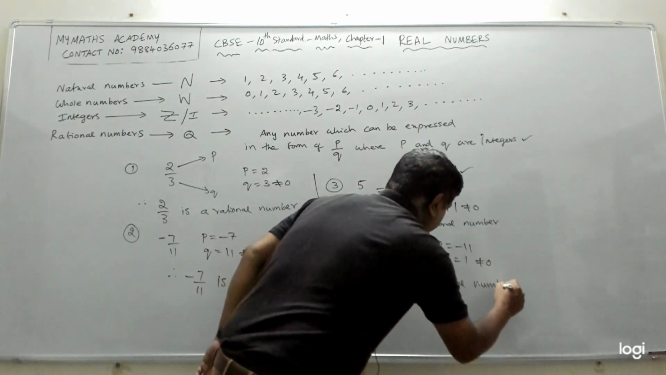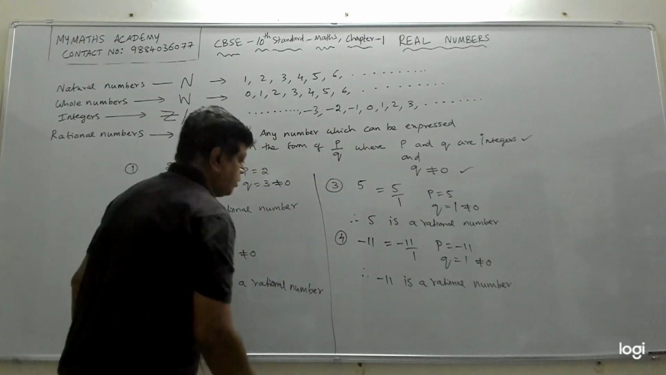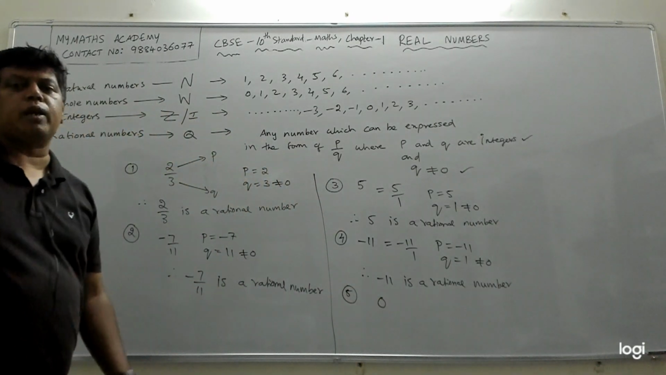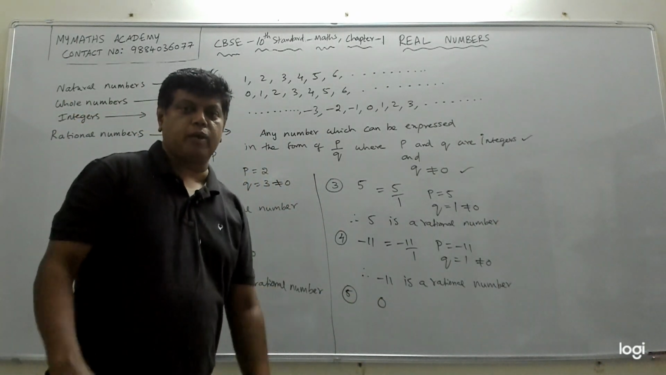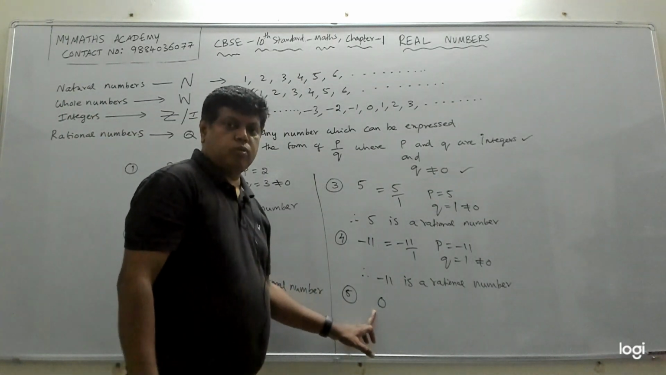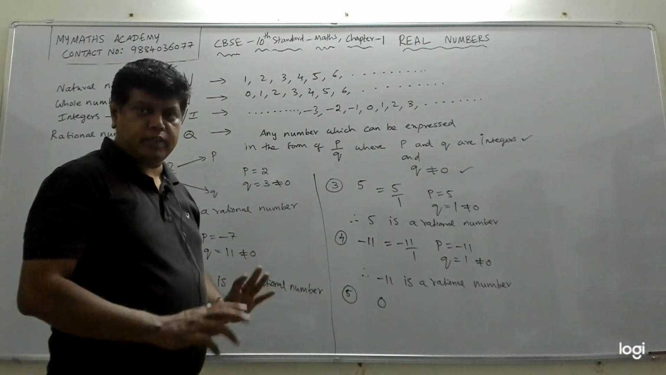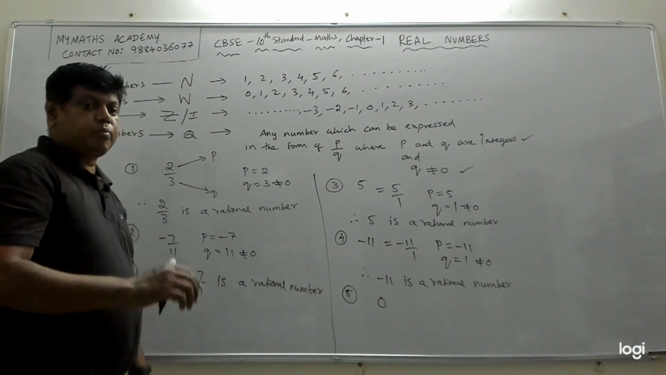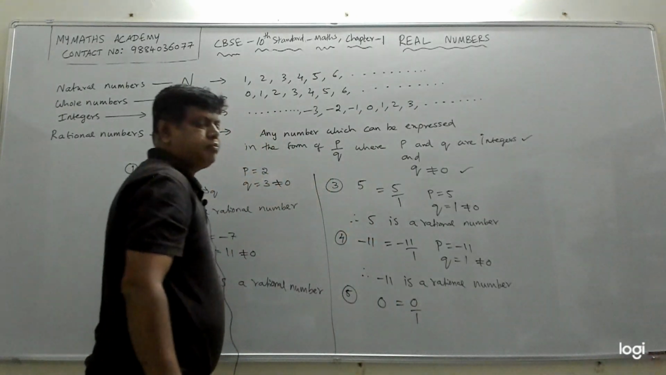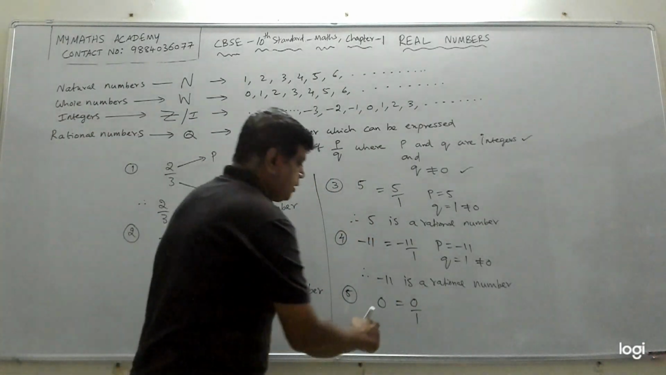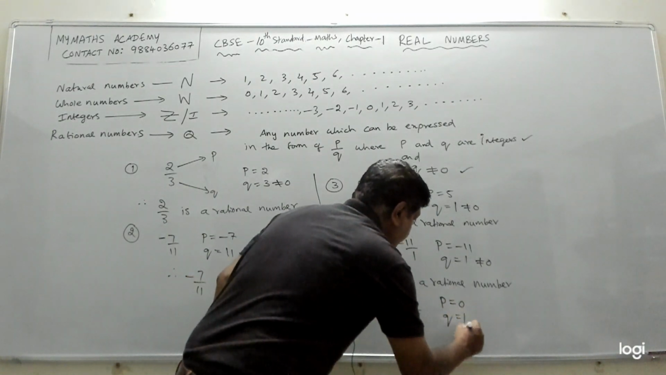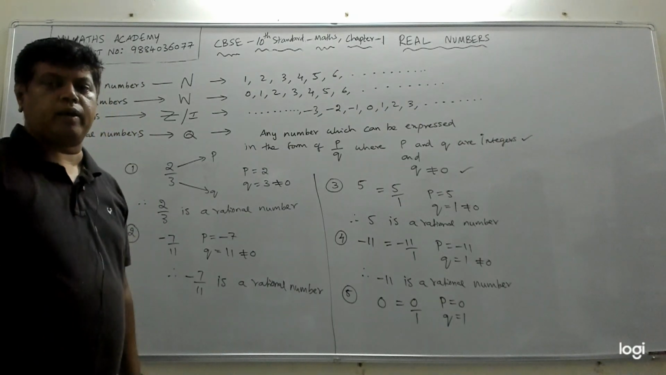Clear? Now the fifth example. Is the number 0 a rational number? We will say it is not a rational number, right? That's what you are thinking, right? 0, is it a rational number? The answer is yes, it is a rational number, because again, as I said above, 0 can be written as 0 by 1. Now, what is P? P is the numerator. P is what? 0. What is Q? Q is 1.